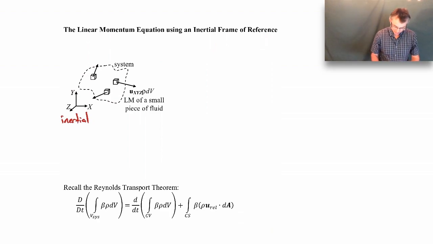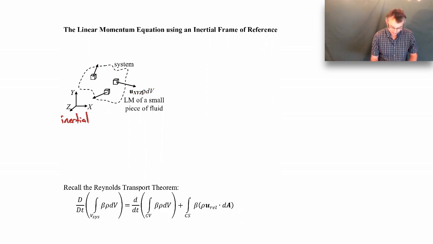Okay, so what we'll do is we'll get the linear momentum of the little pieces of fluid relative to that coordinate system. So here's one piece of fluid. It has a velocity u(x, y, z) measured with respect to that inertial coordinate system. So there's the velocity of that piece of fluid, and the mass of that little piece of fluid is rho dV. It's the differential volume because it's just a small piece of fluid. So that's the linear momentum of that small piece of fluid.